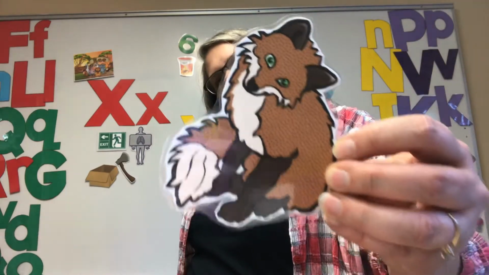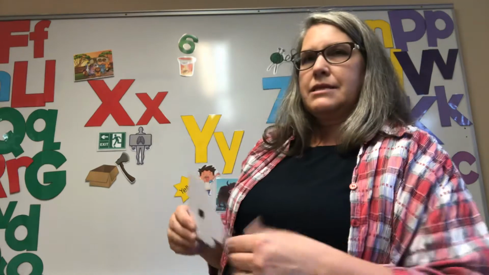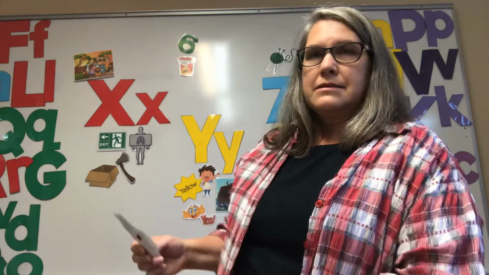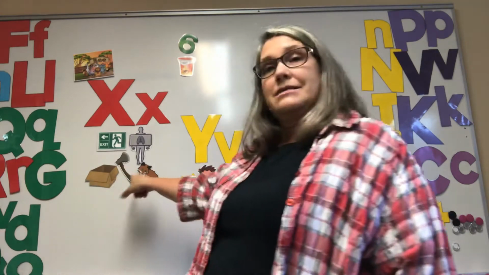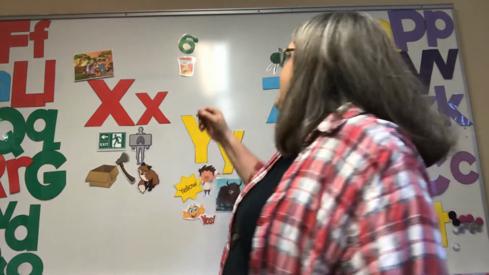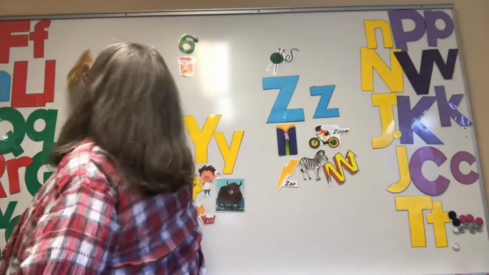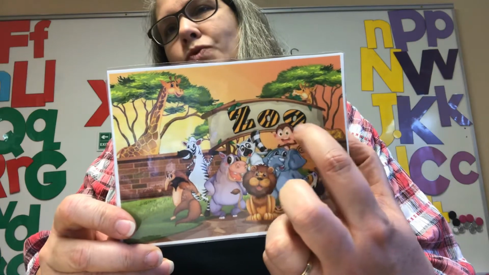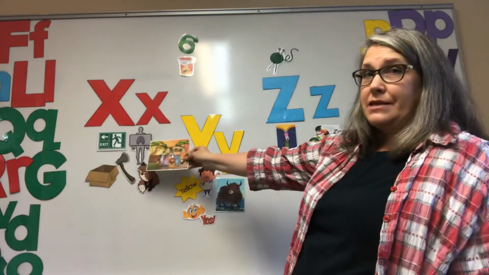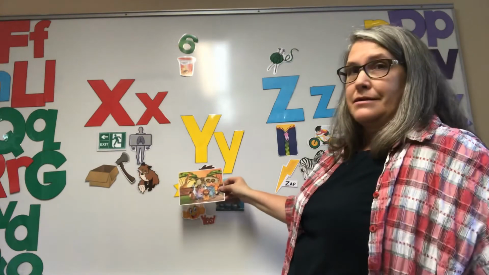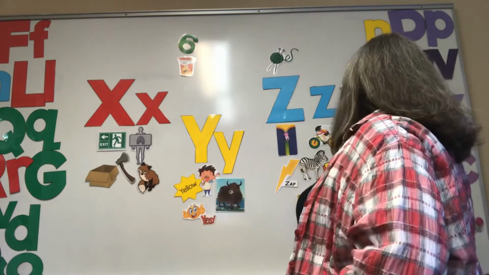And here is a fox. Can you hear the sound at the end of that word? Fox. Same as box. Axe. Fox ends in X. Here's another one that has the letter on it. So easy this time. What is this? A zoo. It's the zoo. And zoo does not start with X. Doesn't start with ya. It starts with Z.